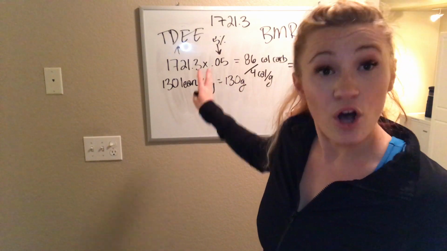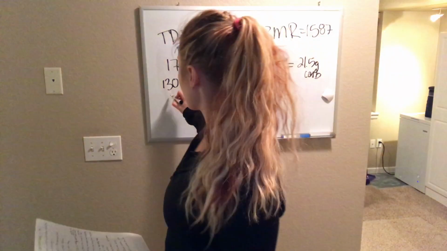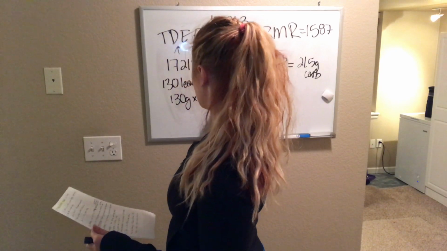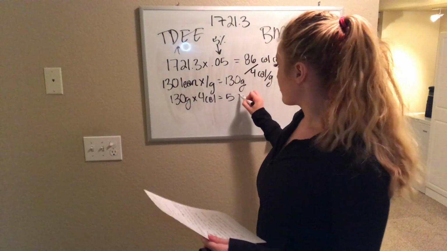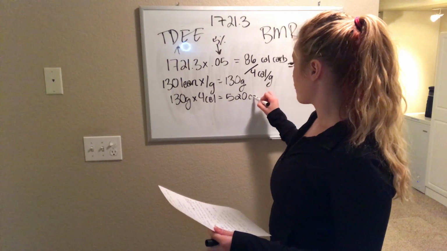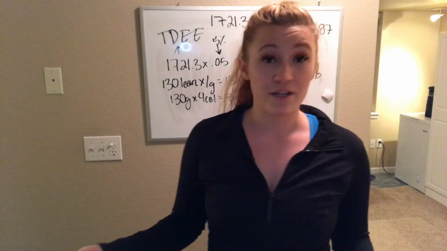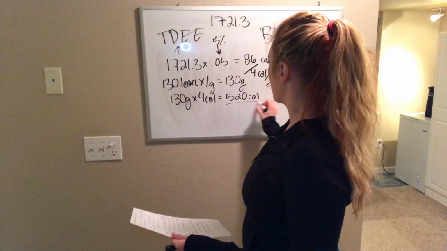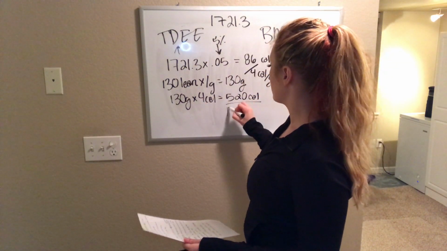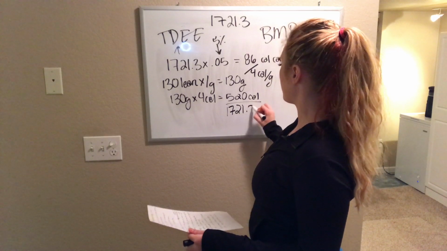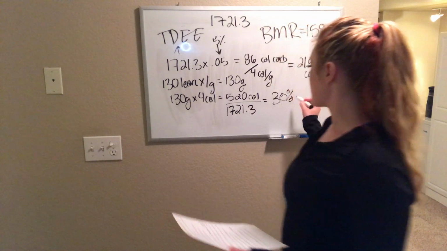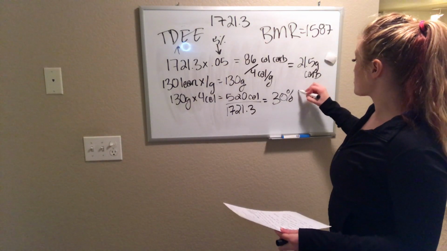All right. Each gram of protein is also 4 calories. So we're going to do 130 grams times 4 calories, and this equals 520 calories from protein. Now we can find out the percentage. So we have the total up here. 520 divided by this is equal to exactly 30%. So 30% of my macros will be protein.